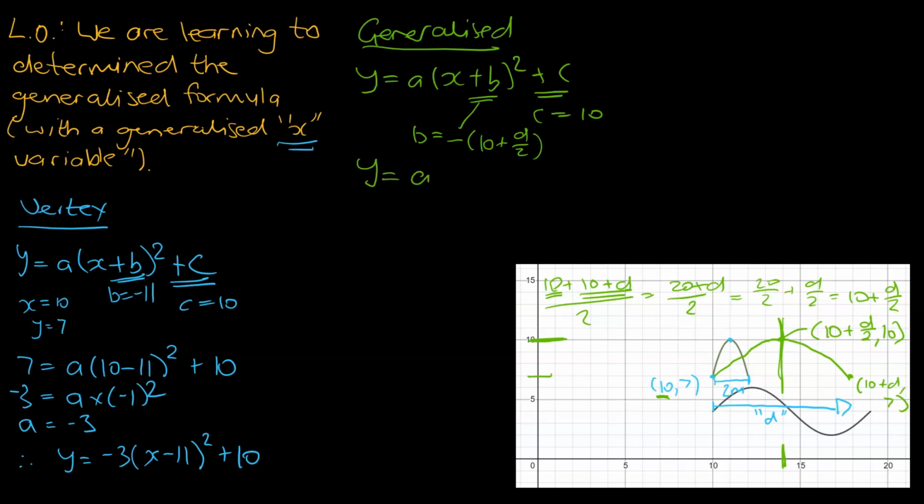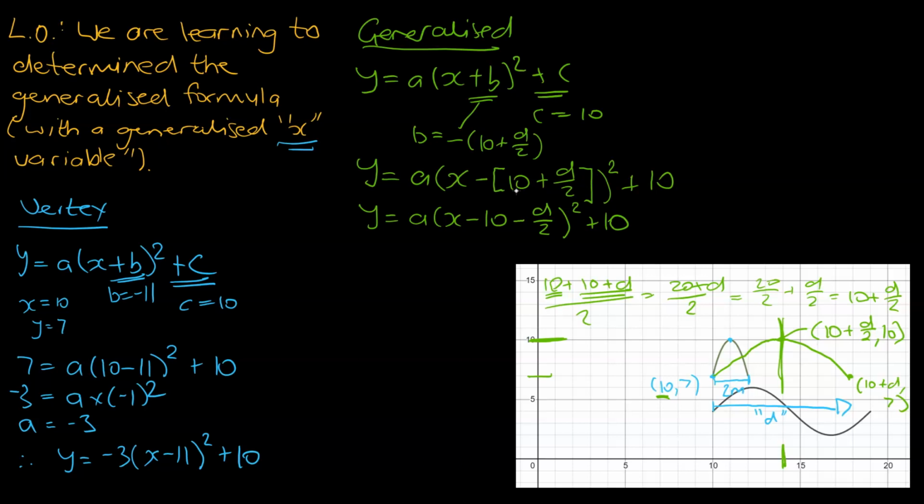So y is going to be equal to a(x minus, and then, oh, hold on, let's put a close bracket there. Oh, funny, (10 plus d divided by 2), close bracket. So that's squared, and we're then going to add 10 to that at the end. And for simplicity, we're actually just going to expand that bracket there. So y is going to be equal to a(x minus 10 minus d divided by 2) squared plus 10. So that's the first part of our generalized formula.